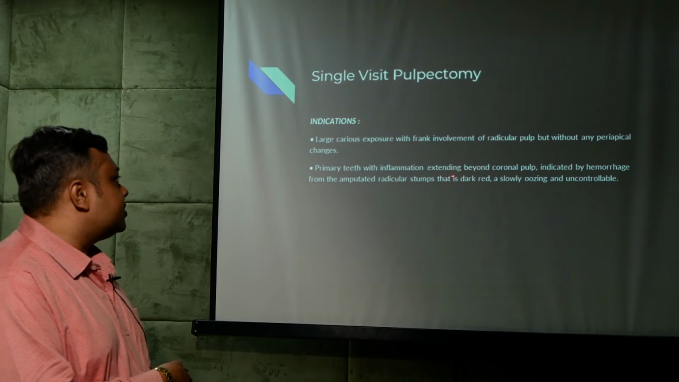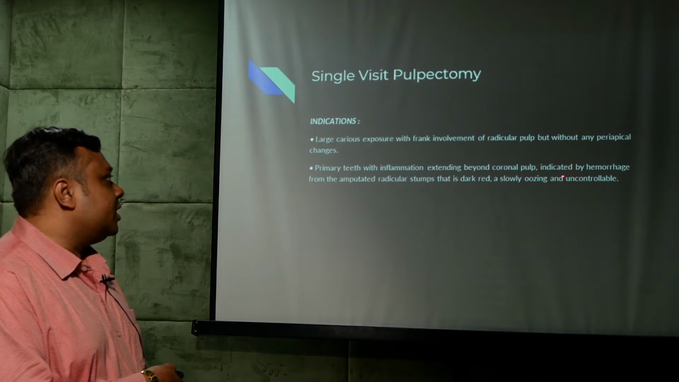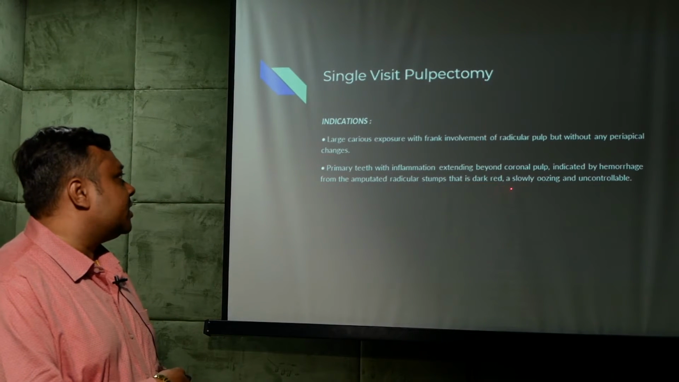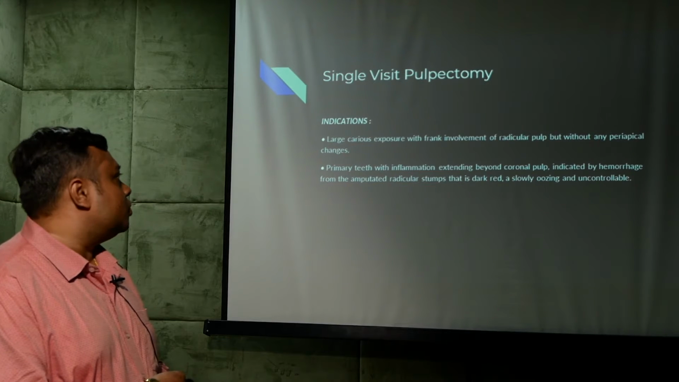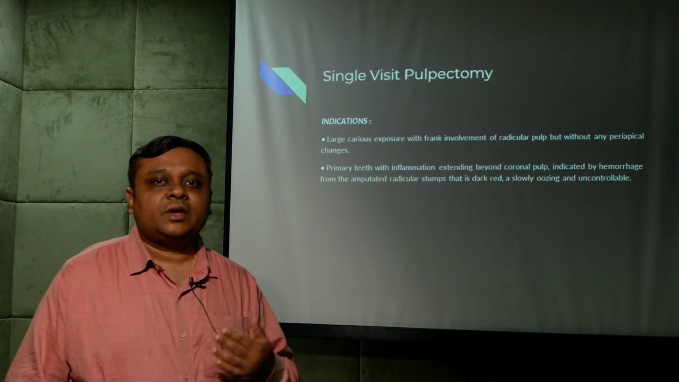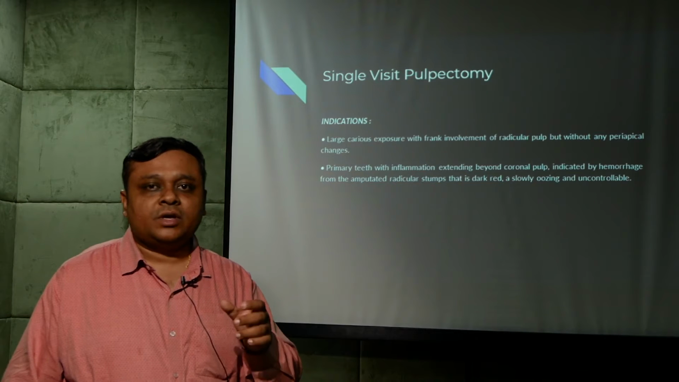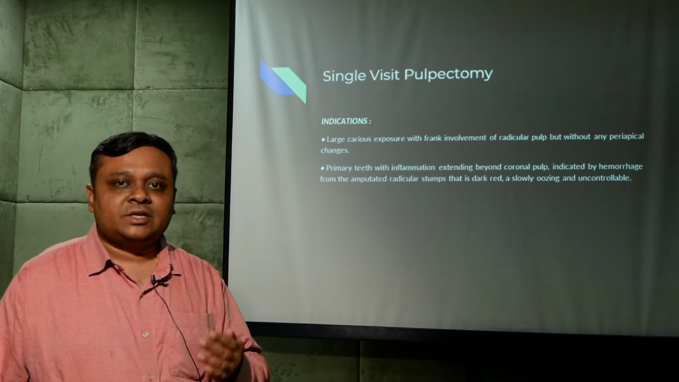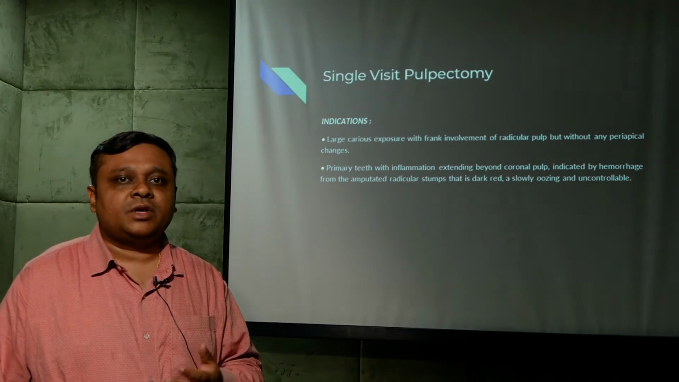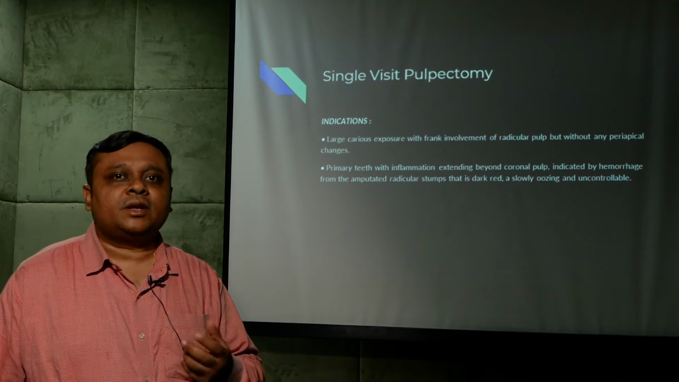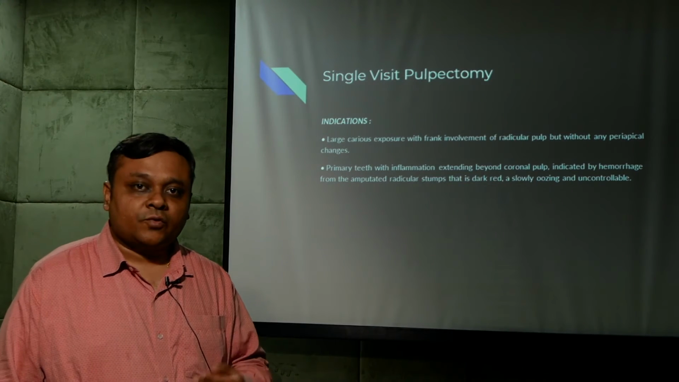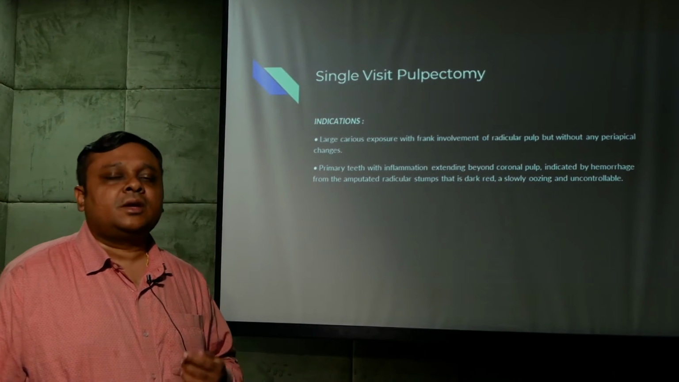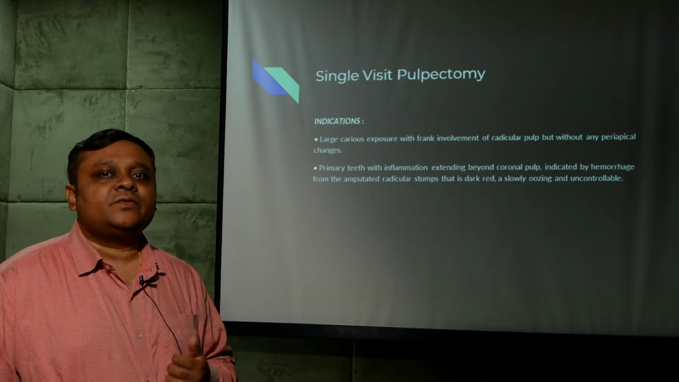Primary teeth with inflammation extending beyond the coronal pulp, indicated by hemorrhage from the amputated radicular stumps that is dark red, slowly oozing and uncontrolled. We know that when performing these procedures we do the coronal access opening, then remove the coronal pulp and try to control the bleeding from the radicular pulp, that is, the root canal orifices. If the bleeding is profuse and cannot be controlled, we have to go for a pulpectomy, and in that case we can go for a single visit pulpectomy.